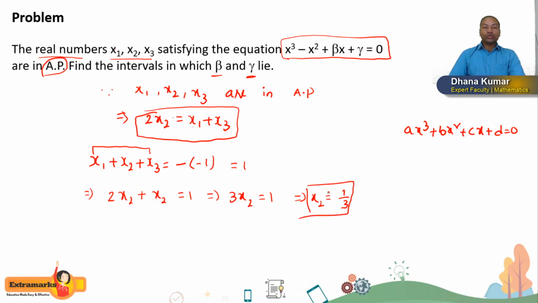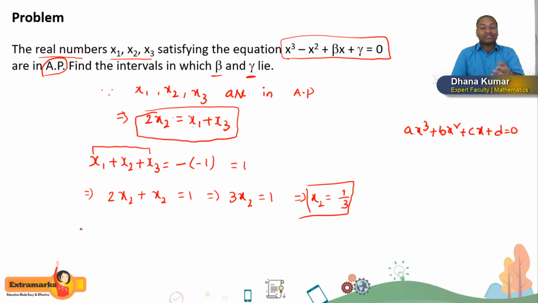Okay. One root of this equation is 1 by 3. But here we do not calculate roots. Here we calculate beta and gamma. Fine. In general, whatever the equation may be, when the roots of the equation are given while solving questions, immediately write the sum and product of the roots. Okay. Fine. Now next, theory of third degree equation properties.